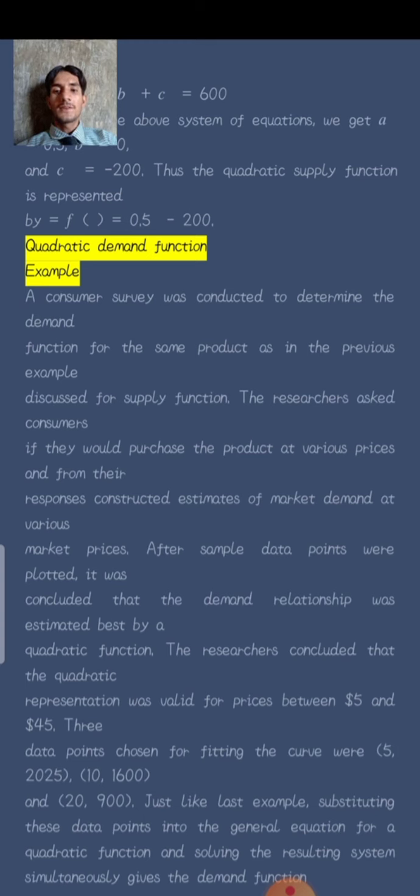Quadratic demand function. Example: a consumer survey was conducted to determine the demand function for the same product as in the previous example discussed for the supply function. The researcher asked consumers if they would purchase the product at various prices, and their responses were considered estimates for market demand at various market prices. After the sample data points were plotted, it was concluded that the demand relationship was estimated by a quadratic function. The researcher concluded that the quadratic representation was valid for prices between $5 and $45.